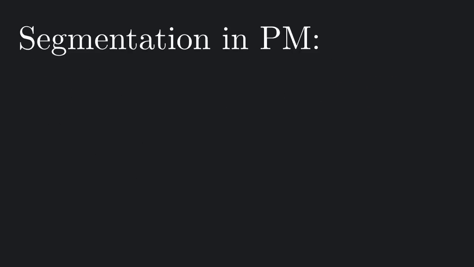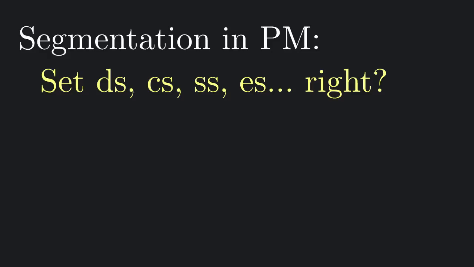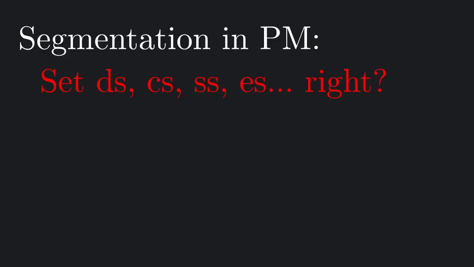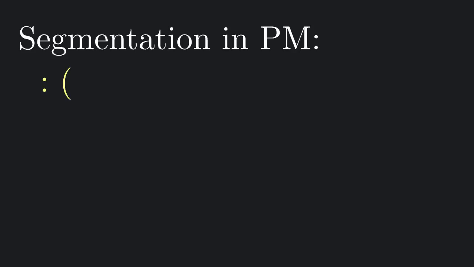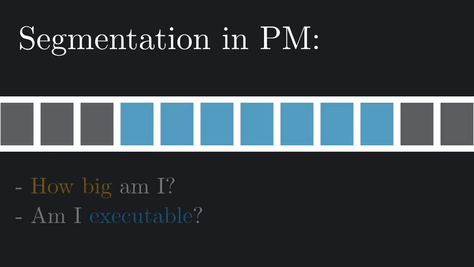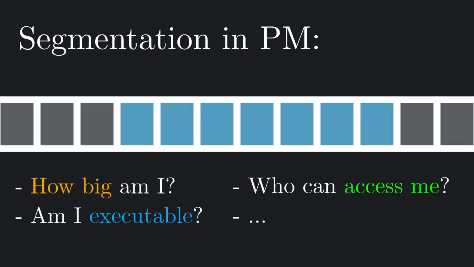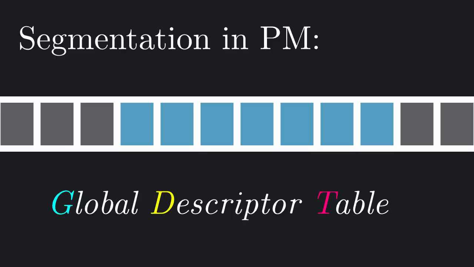First of all, before switching to protected mode, we need to define how segmentation is going to work after the switch. So, we just need to set a couple of registers to certain values, right? No, not really. You see, segmentation works in a bit of a different way in protected mode. Every segment has a set of permissions and properties that we need to set in a data structure called the Global Descriptor Table, or GDT.